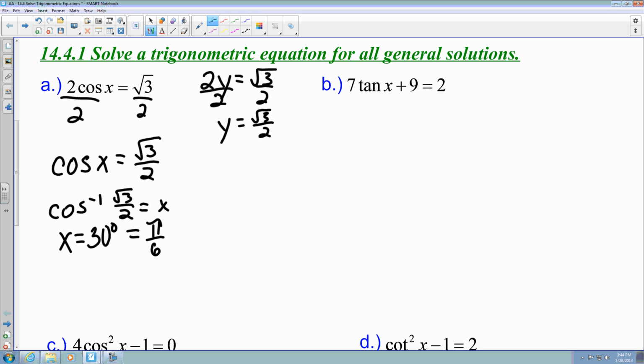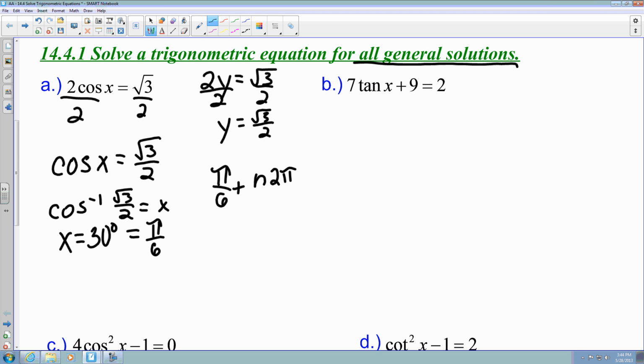But if you look in the directions, it asks for all general solutions, which means that it doesn't matter how many revolutions it goes around that graph, we want to find the value for the square root of 3 over 2. So the first one is going to be pi over 6 plus n times 2 pi. Now, n is how many revolutions you want to go around our graph. Is it 1? Is it 2? Is it 10? Whatever it may be.